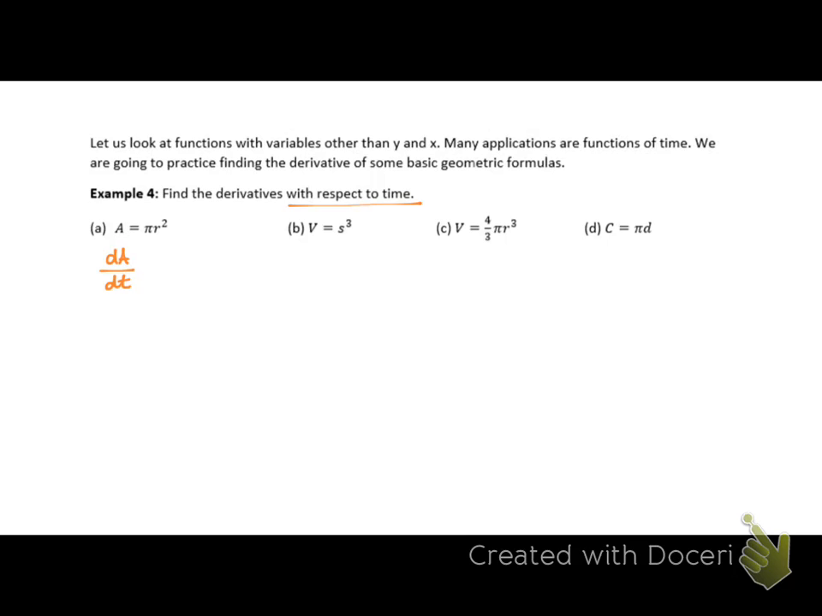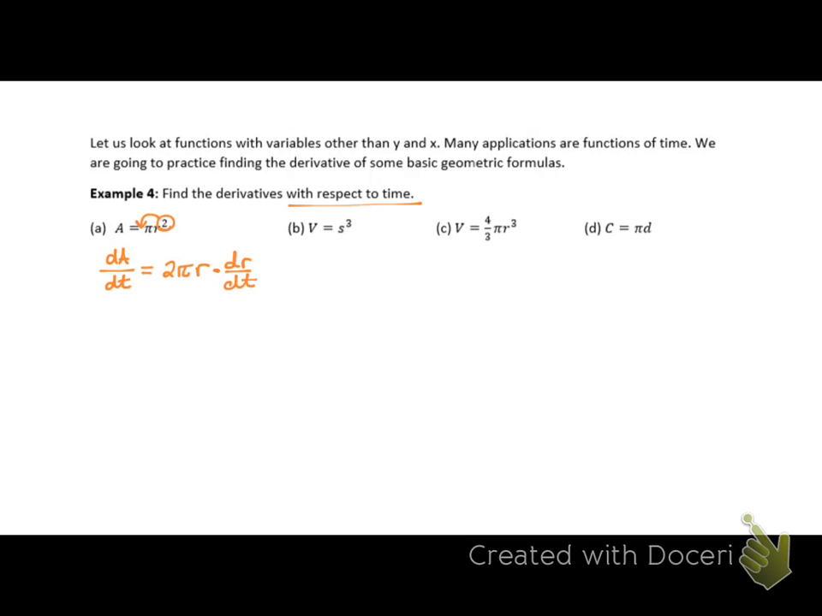A is dependent on R, but they both rely on time. So now I'm going to keep going. I'm still going to take the 2, move it to the front. Remember, pi is a number, so I don't have to worry about the product rule. So we have 2 pi r, because that exponent's going to go down by 1, times the derivative of r, because technically r is my inside function. I didn't touch it, but I do have to multiply it by the derivative of that function, which is just dr dt. And again, I have to do that because r is a function and A is a function.